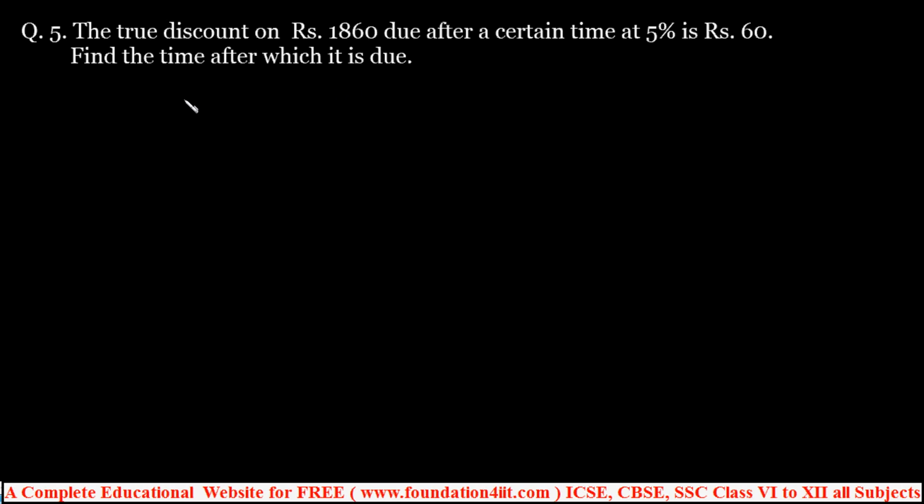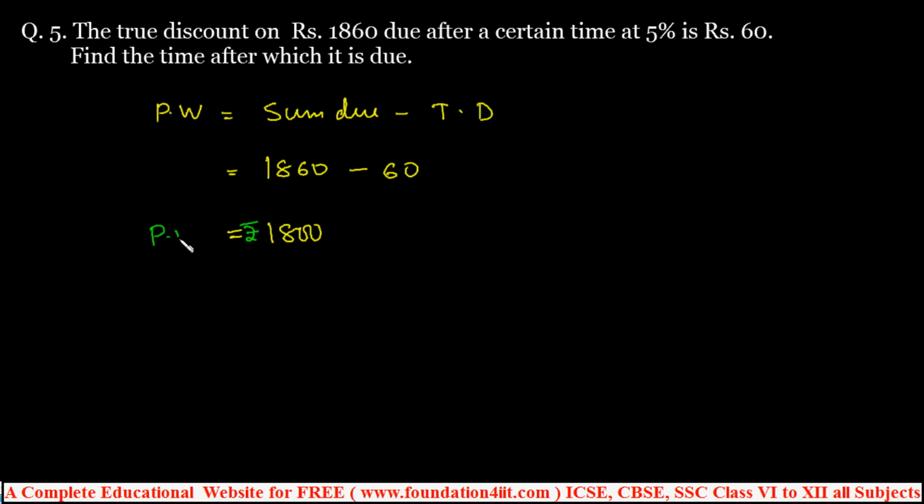Now according to this, we already know present worth is equal to sum due minus true discount. The sum due, or amount, minus true discount is 1860 minus 60, so 1800. So rupees 1800 is the present worth. This we got. We need to find out the time.